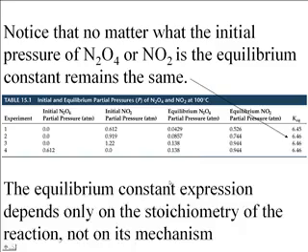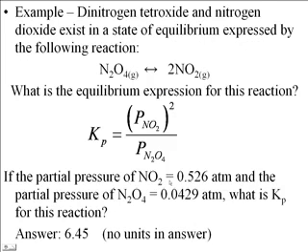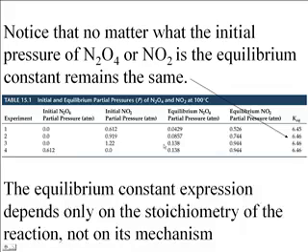Okay, so the equilibrium constant expression only depends on the stoichiometry. Only depends on the fact that there's a 2 there and that's squared. And once those values reach equilibrium, the ratios are always the same. And so you end up getting the same value for KEQ.